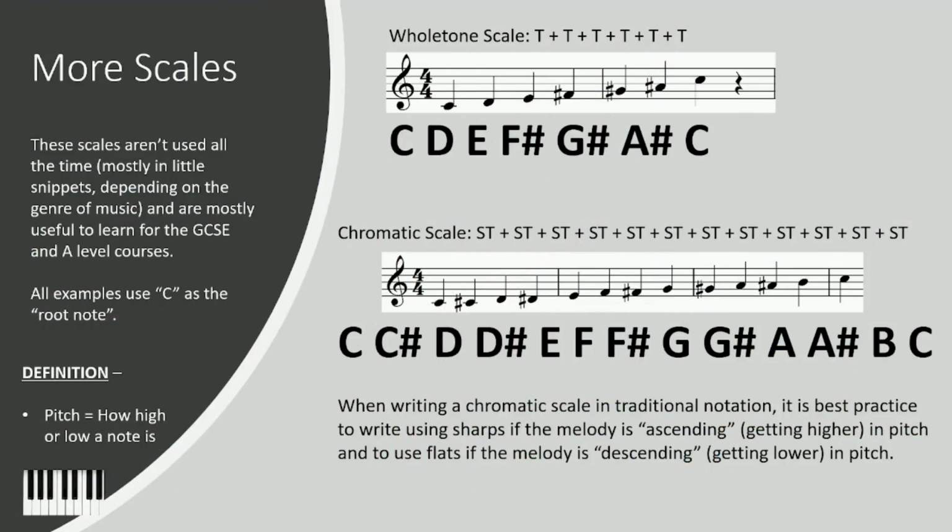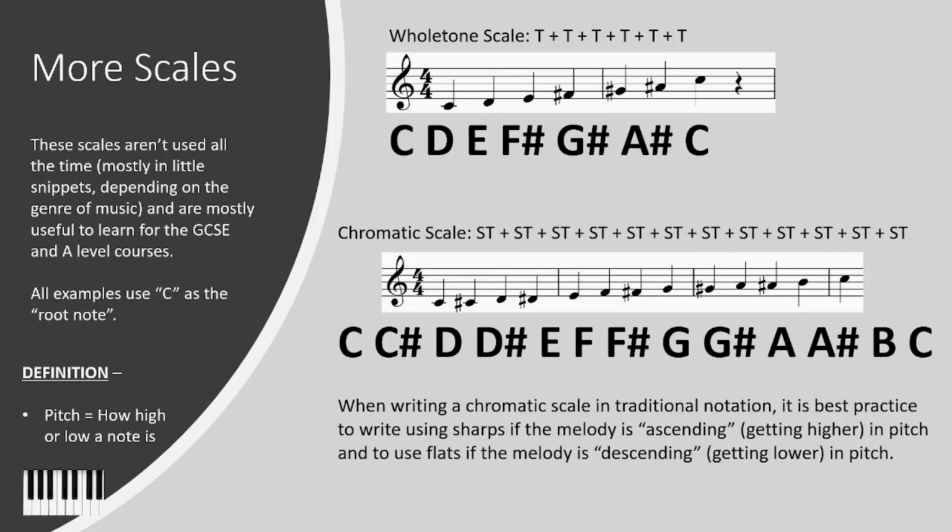So when writing a chromatic scale in traditional notation, it's best practice to write using sharps if the melody is ascending, getting higher in pitch, and to use flats if the melody is descending, getting lower in pitch. I've got the definition to the side of what pitch is, just in case you need a quick reminder or refresher.